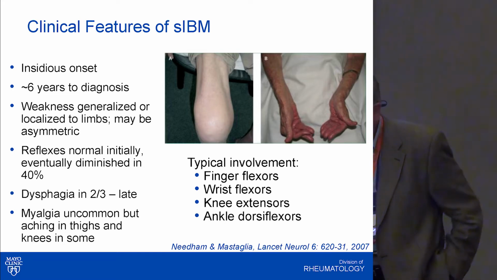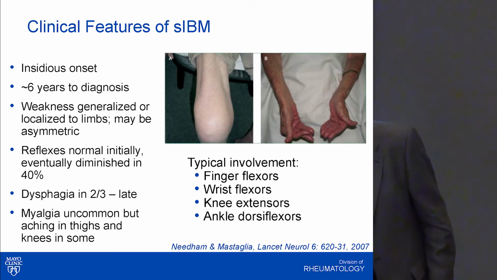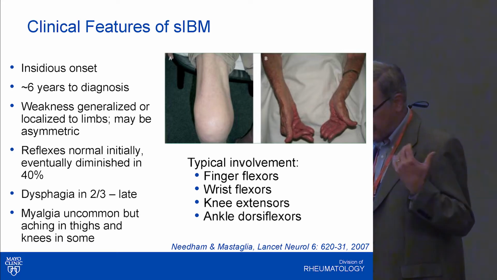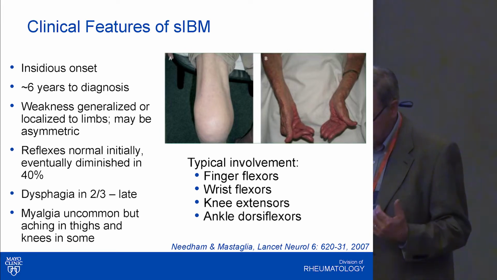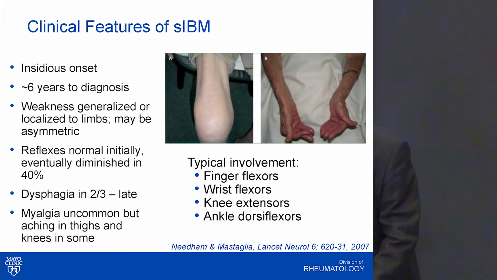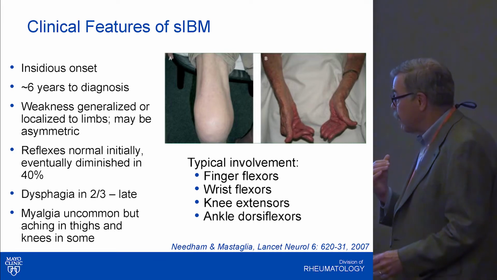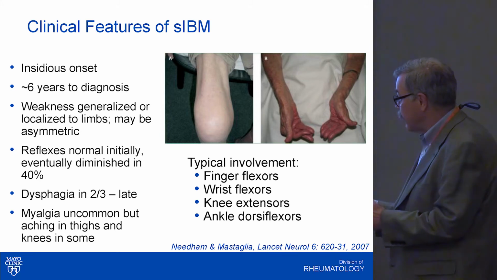The weakness can be generalized or localized to limbs that may be asymmetric as opposed to the polymyositis and dermatomyositis that are typically very symmetric in how the muscle weakness presents. Reflexes can become abnormal late. This dysphagia or swallowing difficulty becomes more frequent with later disease.